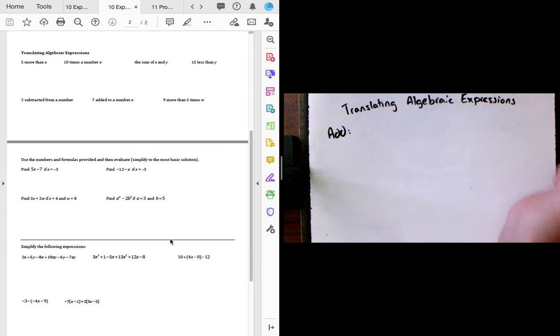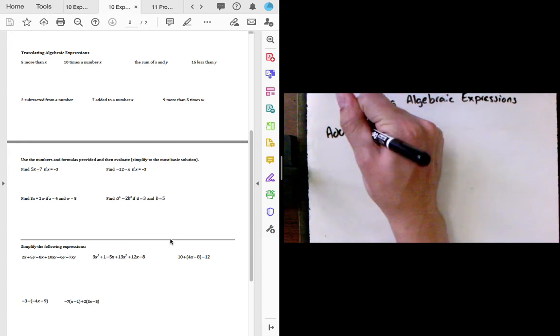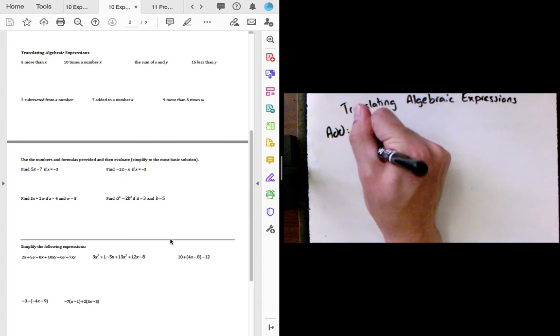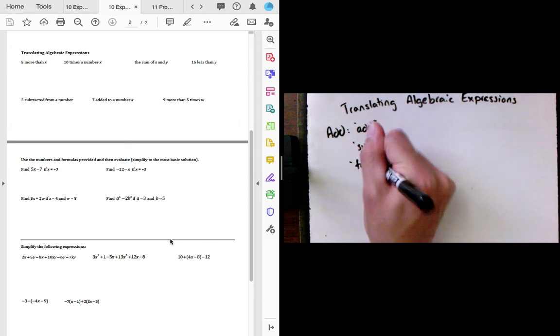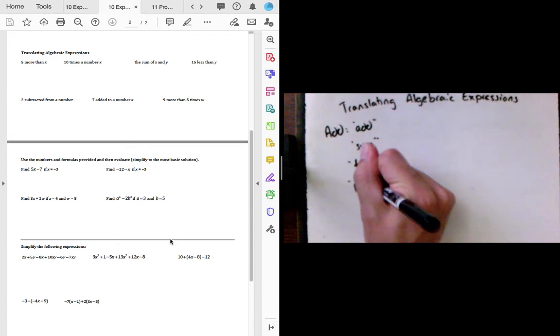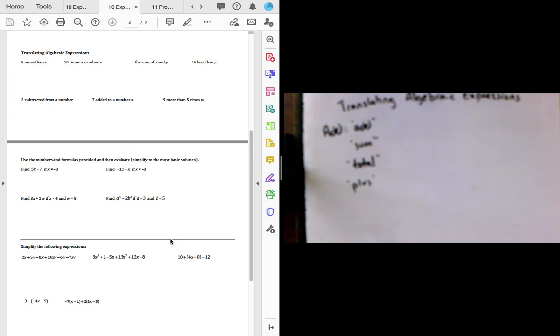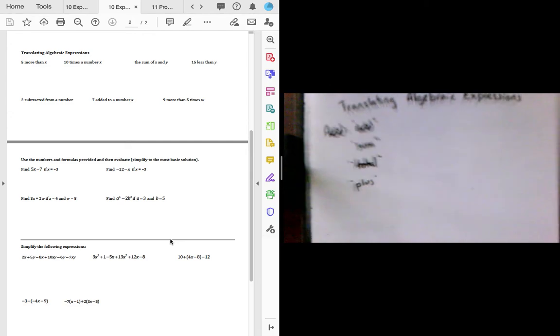So here are some words for addition. Certainly add would be one. The word sum is another one. Total also is a good one for addition. And then lastly, plus. These are all good words that tell us when we're dealing with words or a phrase that these would be an addition going on.